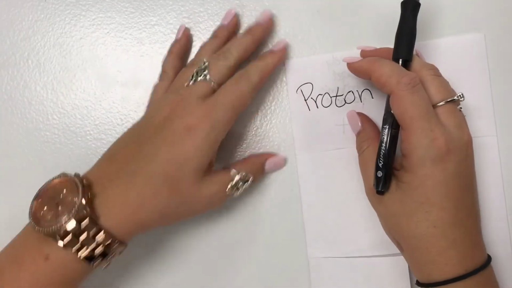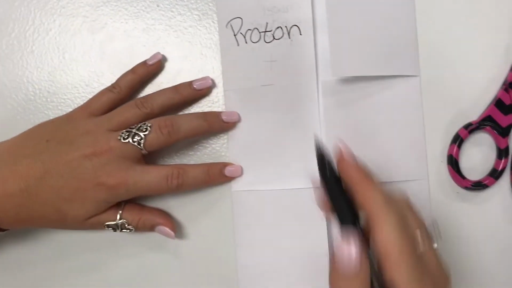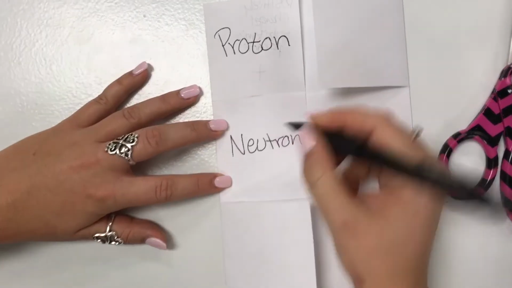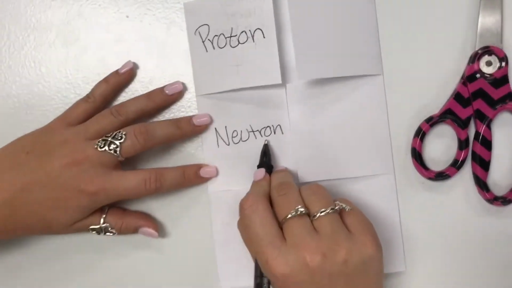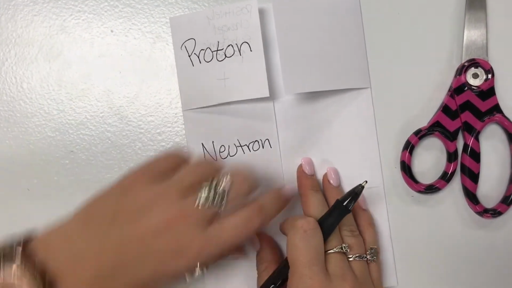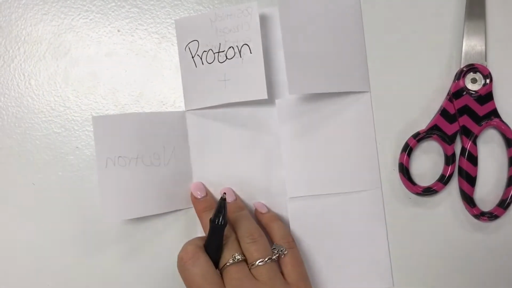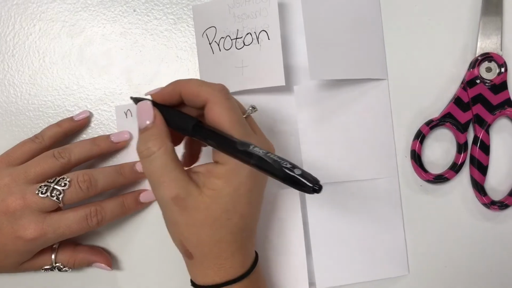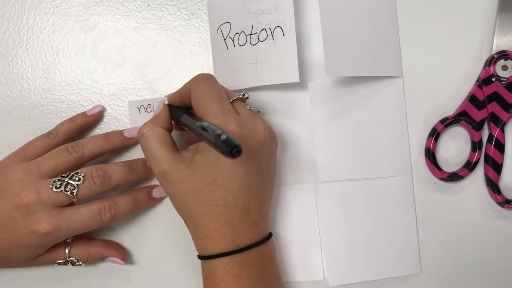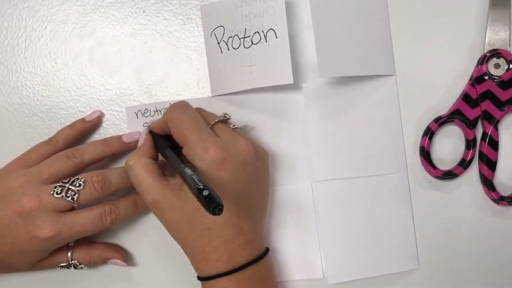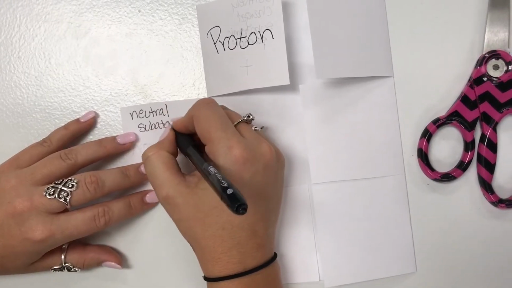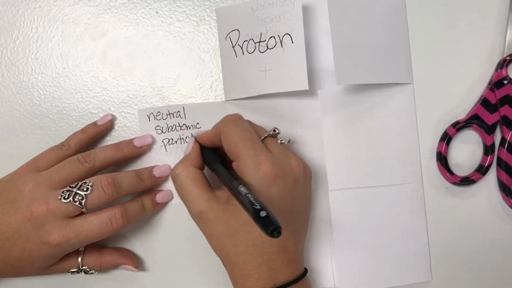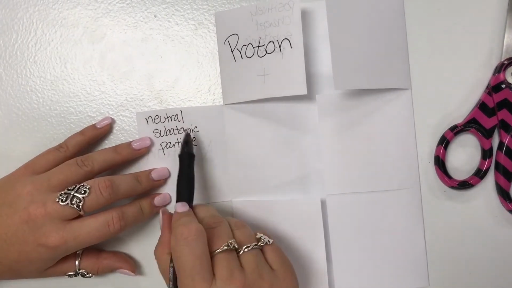Then our next one, we're going to go below proton, is going to be neutron. N-E-U-T-R-O-N. So we're going to open it up, and on the back of the flap, a neutron, I know you're going to want to think it's negative, but it is a neutral subatomic particle. So again, it just means it's a piece that's smaller than the atom that's neutral.